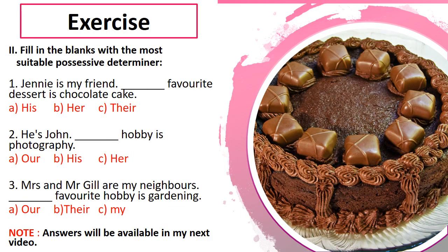Now students, one more exercise for you. Fill in the blanks with the most suitable possessive determiner. So here you have 3 sentences and below each you can find 3 options. Out of 3, 1 is the correct one. So you have to choose the most appropriate option out of the 3. So please solve this exercise. And answers of this exercise will be available in my next video.